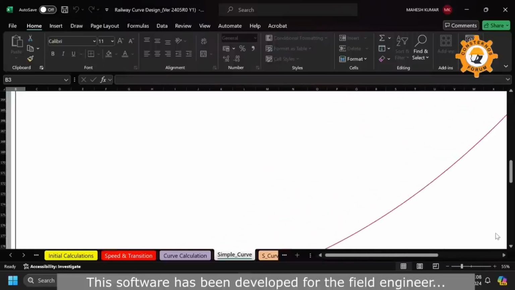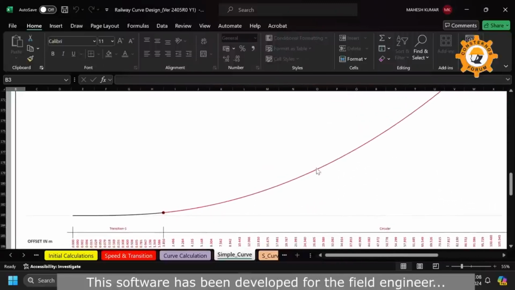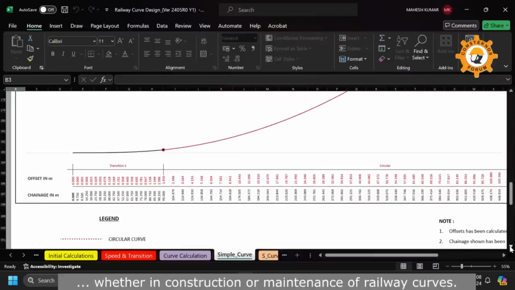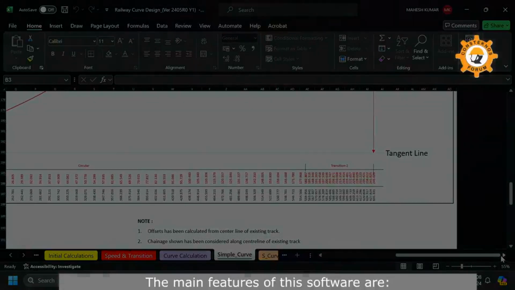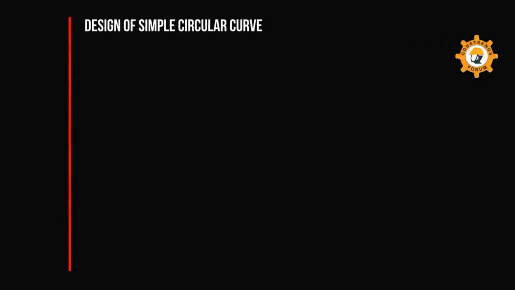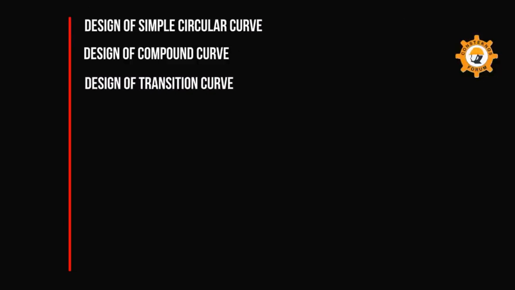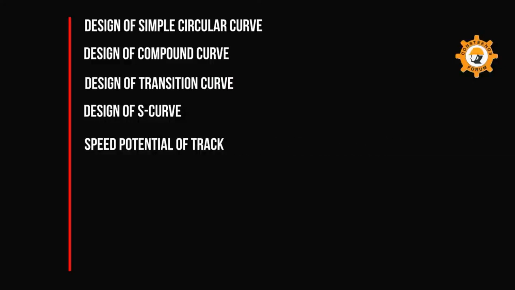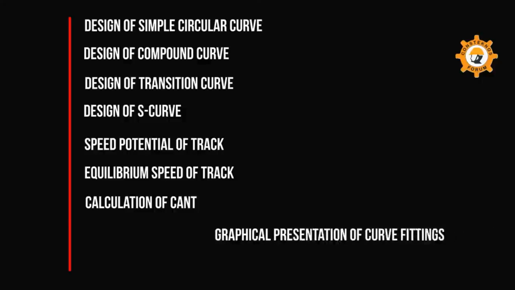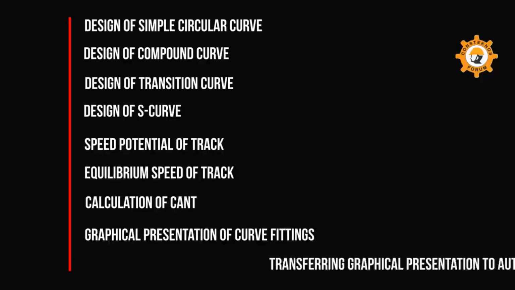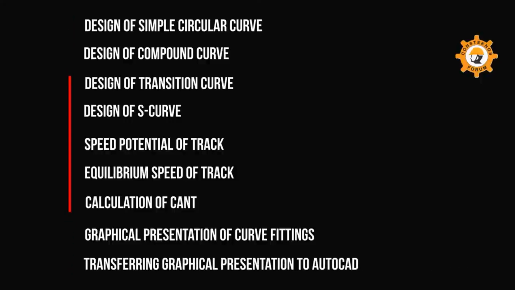This software has been developed for the field engineers, whether in construction or maintenance of railway curves. The main features of this software are design of simple circular curve, design of compound curve, design of transition curve, design of S curve, speed potential of track, equilibrium speed of track, calculation of cant, graphic representation of curve fittings, and transferring graphical presentation to AutoCAD.